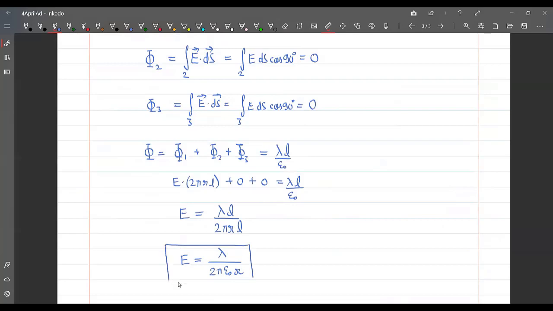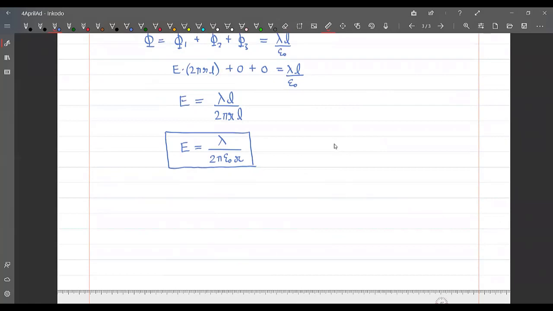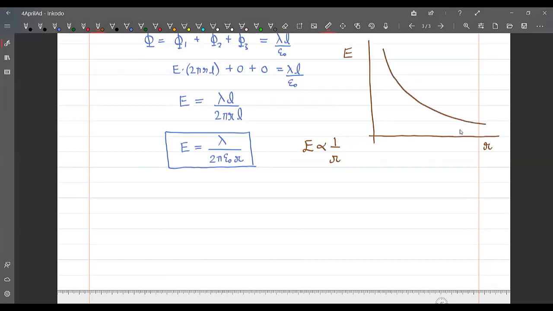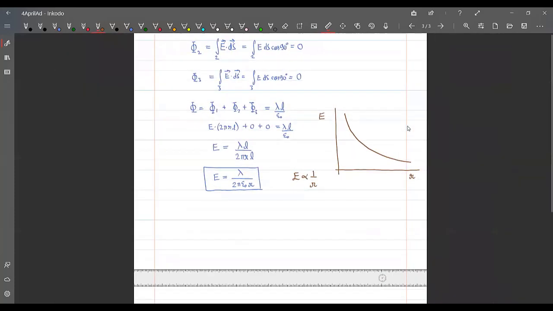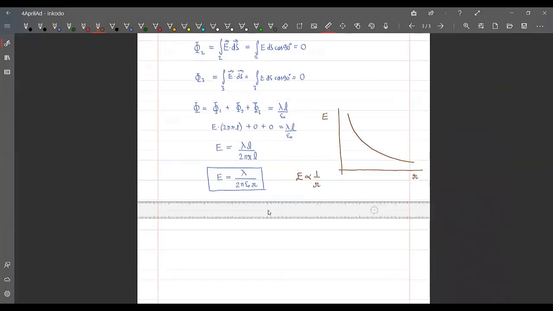So this does not vary as R squared. This varies as 1 by R. Electric field is proportional to 1 by R. If I draw a graph between the electric field and the distance from the linear charge, as R increases, electric field will decrease. The graph will be like this. Okay, any questions?